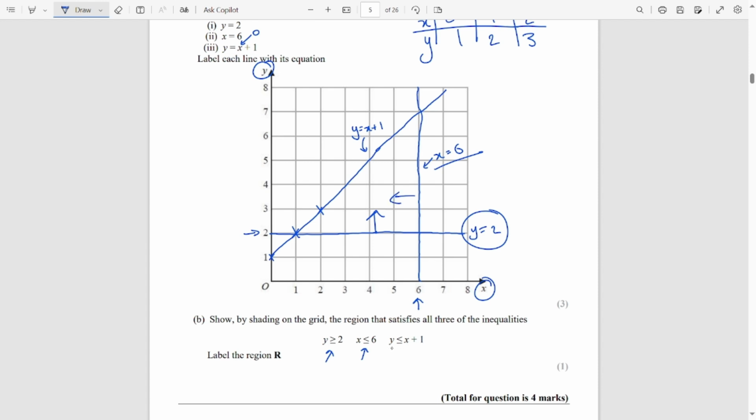And then I lastly want y is less than x plus 1. Here is the line y is equal to x plus 1, and less than means we are going below the line, so down here. And so I can see indeed that has formed this triangle shape here. That's what I want to shade, and it tells me to label as well. So I'm just going to try and put an R in there.